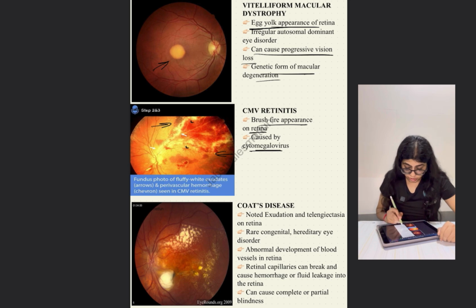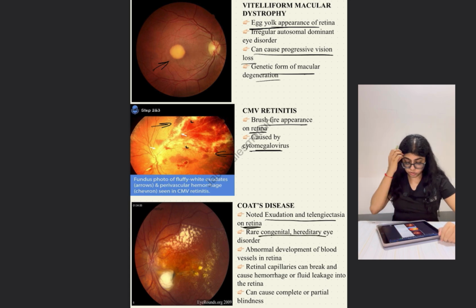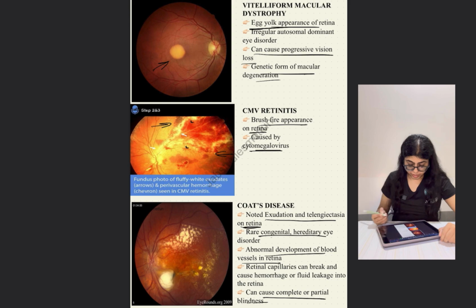Coats disease. There is noted exudation and telangiectasia on the retina. It is a rare congenital hereditary eye disorder. There is an abnormal development of blood vessels in the retina, and retinal capillaries can break and cause hemorrhage or fluid leak into the retina. It can cause complete or partial blindness.